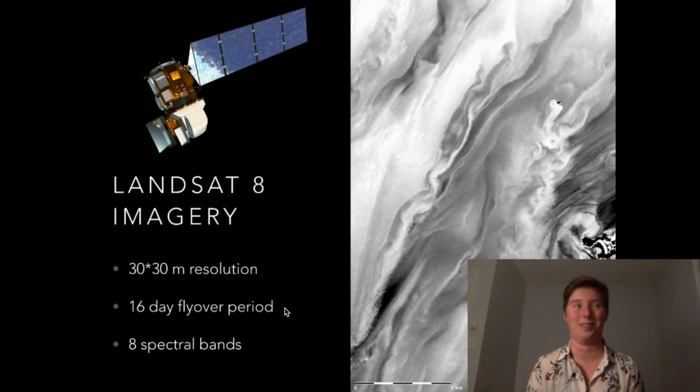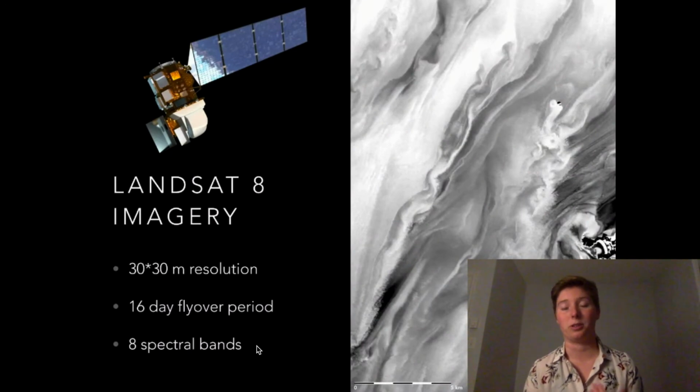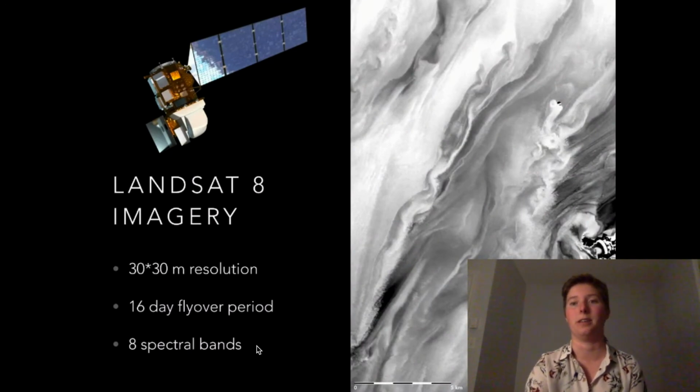And the day might be cloudy, the day might be clear, so you're really just hoping for as many clear days as possible. Landsat 8 has 8 spectral bands. I used band 4 in my honors, which is what we would be seeing as red, and that's what these black and white images have been showing.